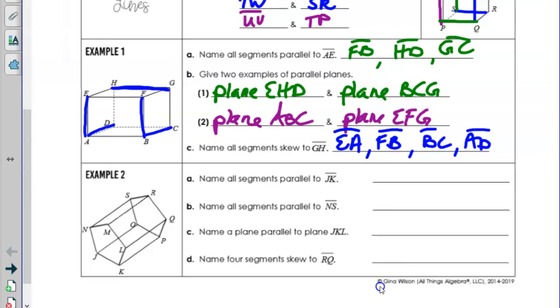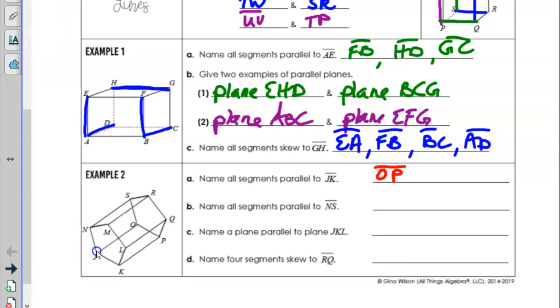Alright, example 2, I want you to do on your own. Name all segments parallel to JK. JK right here, what would be the segments parallel? OP, very good. Was there any more? Actually it's not, because this is a pentagon. Pentagons don't have any parallel sides typically, and it looks regular. There's actually only one, so just OP.